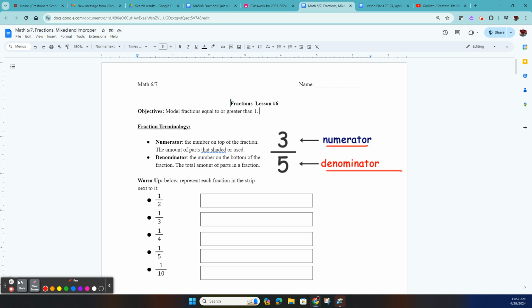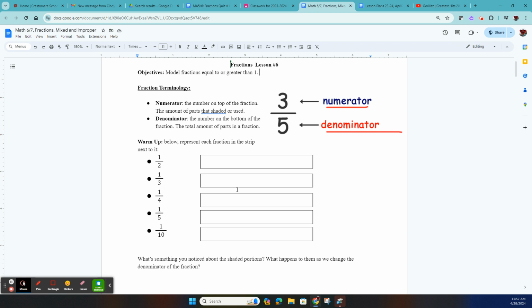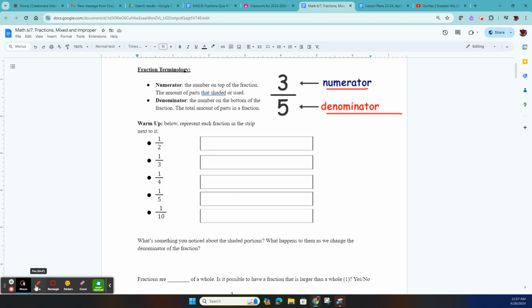Very cool. Okay, warm up. You'll be able to crush this, no problem. Feel free to pause this video so you can go ahead and do this on your own time just to test your own skills. I'm going to do it in 3, 2, 1. Cool. So 1/2. I can see there are 2 parts total. Notice that they're pretty close to equal. They should be equal. I need to shade in one of them.